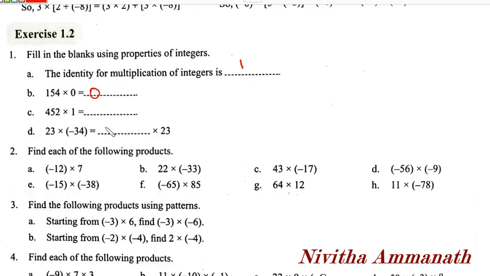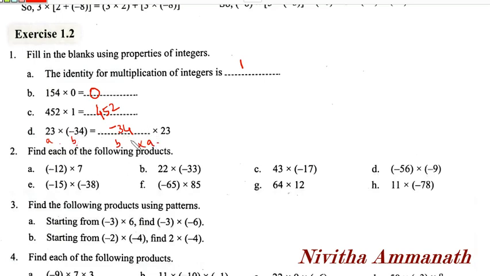Now the next one, 452 into 1. Any number into 1 is equal to that number itself, right? So it will be 452. Then next one, 23 into minus 34 equal to dash into 23. How do we do it? This is the commutative property, right? A into B equal to B into A. So we have to write here minus 34. Why? This is A and this is B. A into B equal to B into A. So in the place of B, it is minus 34.